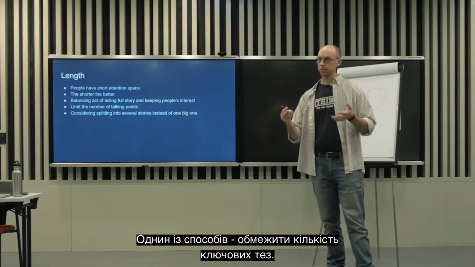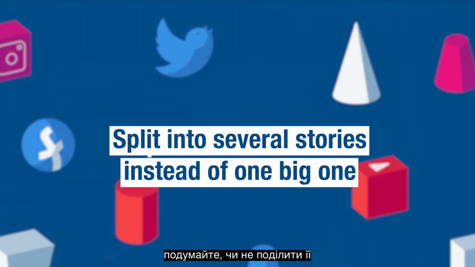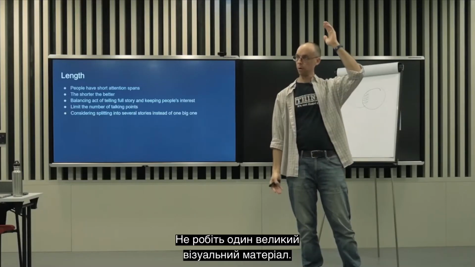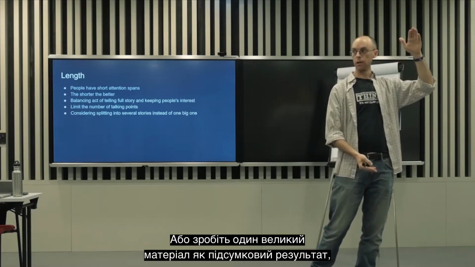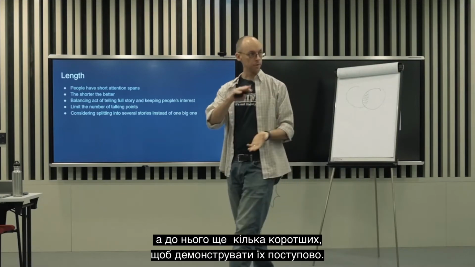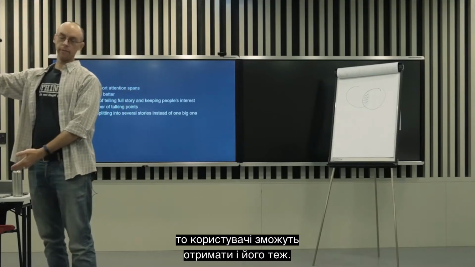One way to help with this is just limit the number of talking points. If you feel that you do have to have a long story, consider splitting it out into several different infographics or facts or something. Don't just do one big one. Or do one big one as the final result, but then have some shorter ones as part of a campaign so they can see it over time. And then if they want one big master one, they can have that too.